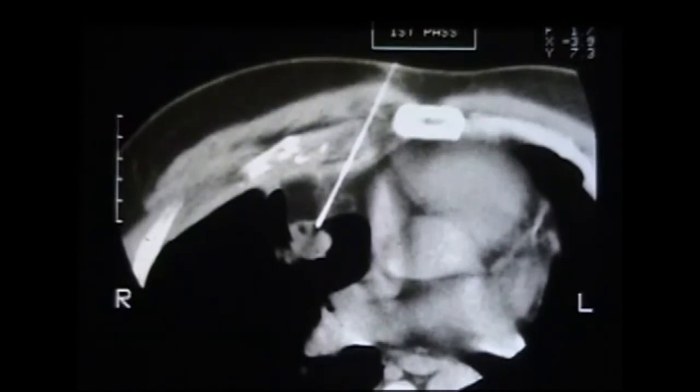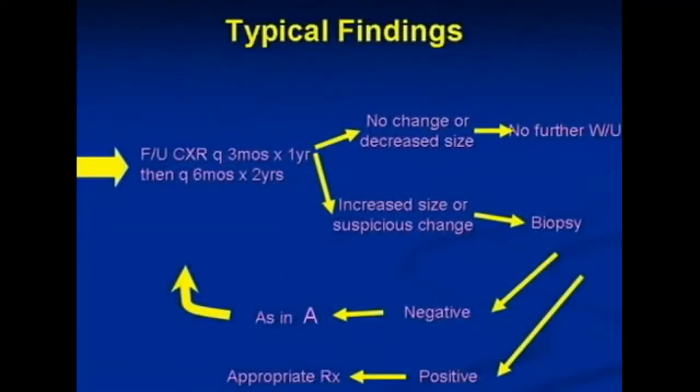Well, how do you manage these things? This schema was drawn up a long time ago, and what we said was, if it's a classic case of round atelectasis, based upon the findings that McHugh described, then all you need is a follow-up 4 times a year for the first year, twice a year for the next year. If there's no change, the patient's done. If there's a change at any point in time, you're going to biopsy. If the biopsy is negative, you'll continue to follow it. If the biopsy is positive, you'll treat the patient.